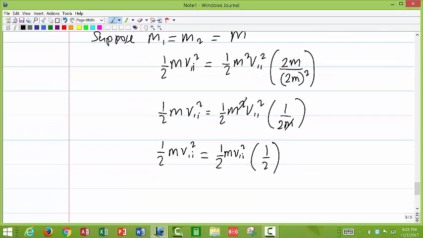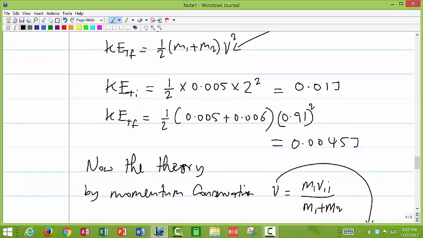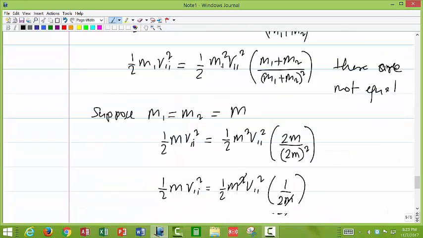If you look at the result we got earlier, 0.01 and 0.0045, 0.0045 is about half of 0.01. The reason it's not exactly half is that the masses are not exactly equal. This is 0.005, this is 0.006. That's why we got 0.0045. It's a little bit less. But if the masses are exactly equal, then this is 0.01 and this is going to be 0.005. It's going to be exactly half.